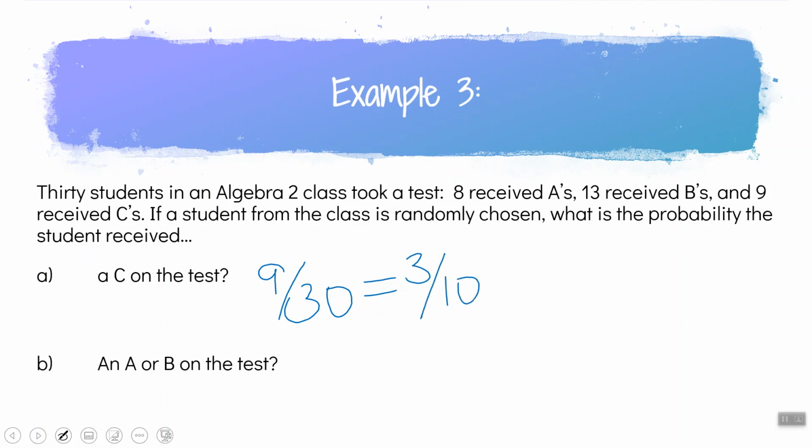What about an A or a B on that same test? Well, if you add 8 with 13, you get 21, so 21 out of 30 or 7/10.